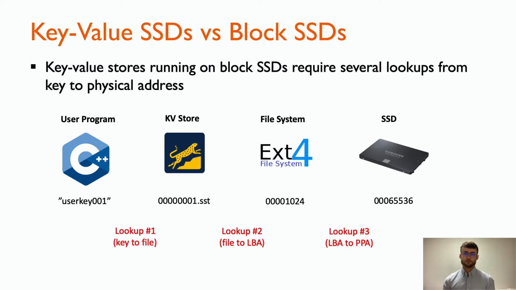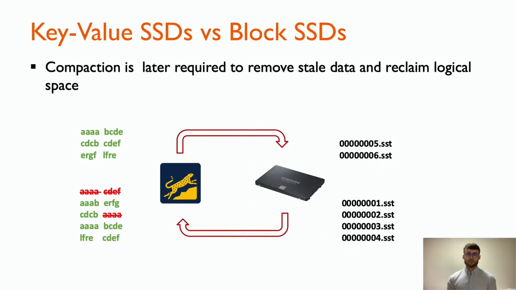As devices have become more performant, these lookup overheads have become non-negligible in terms of performance. In addition to these lookup overheads, KeyValue stores running on block SSDs must periodically perform a process called compaction, which removes stale data and reclaims logical space. Compaction requires a lot of data transfer to and from the host system, and is at times a serious detriment to performance for these KeyValue stores.